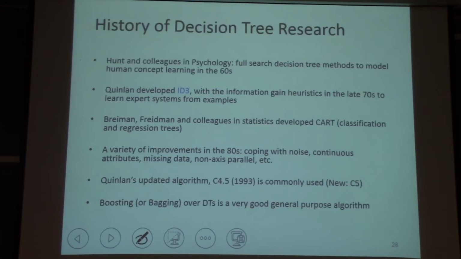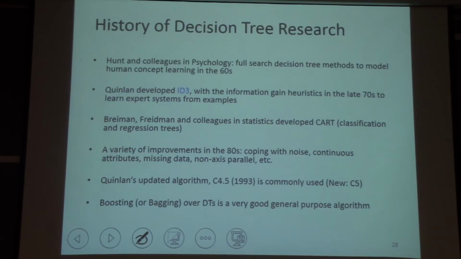Maybe around the same time, probably a little later, there were also a bunch of algorithms called classification and regression trees, CART, that a bunch of statisticians from Berkeley and Stanford came up with. Over the next few decades, there were many improvements and tweaks to deal with noise, missing data, and weird kinds of features, dealing with continuous features, for example.